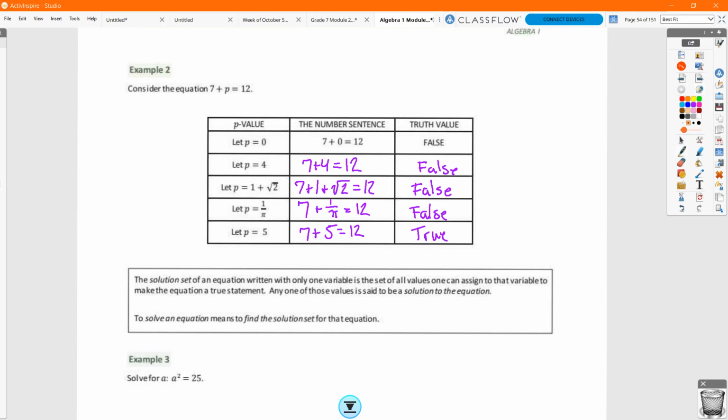The solution set of an equation written with only one variable is the set of all values one can assign to that variable to make the equation a true statement. So we're looking for all the values that we can substitute in for p that would make the algebraic equation true. That would be the solution set. Now, to solve an equation means to find the solution set for the equation. Now, I love problems like example 3.